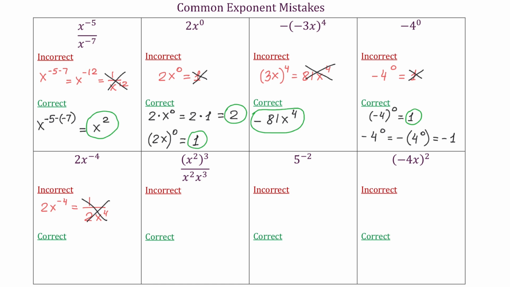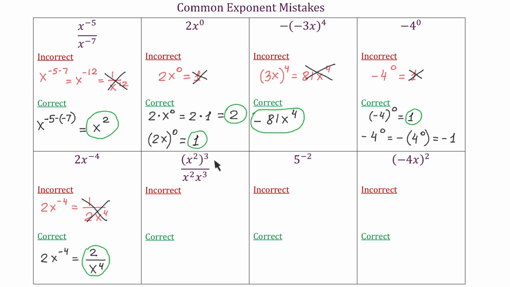Instead, in this expression, we have a product of 2 and x to the negative 4. And out of these two factors, only x has a negative exponent. So if we have 2x to the negative 4, then we keep 2 in the numerator and only x goes down. And the correct answer is 2 over x to the 4th power.